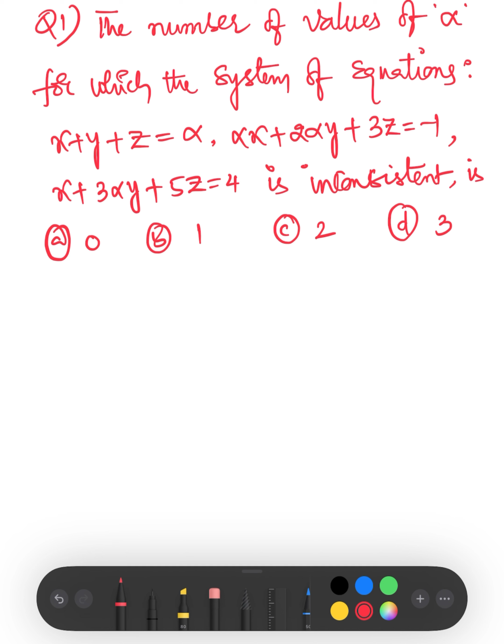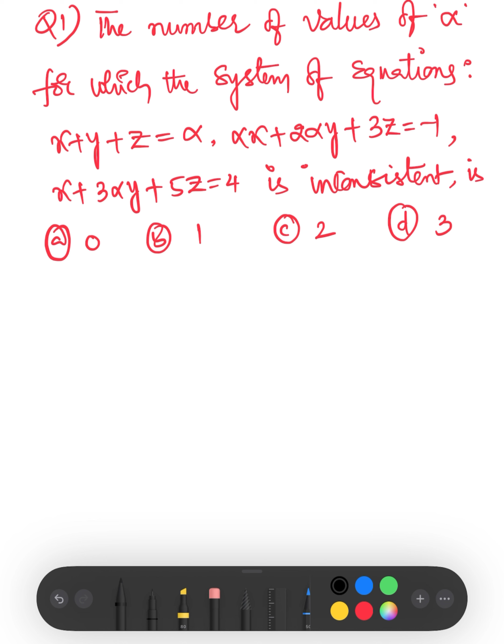See, the number of values of alpha for which the system of equations, x plus y plus z equal to alpha, alpha x plus 2 alpha y plus 3z equal to minus 1, x plus 3 alpha y plus 5z equal to 4 is inconsistent.